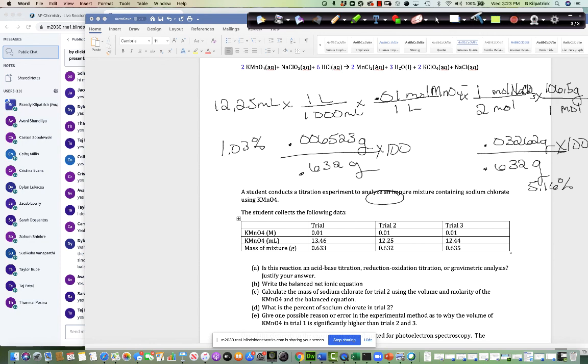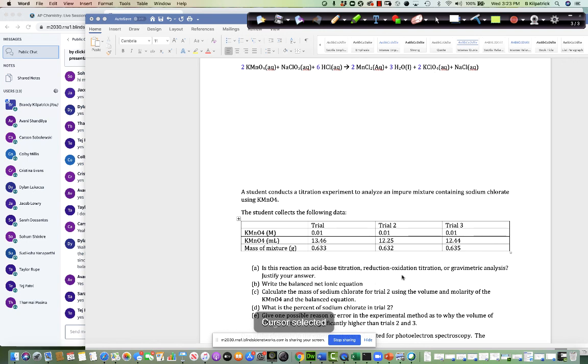Okay, so I'm going to erase this. Okay, so the next one says, give one possible reason or error in the experimental method as to why the volume in trial 1 is significantly higher than trials 2 or 3. So when we answer about errors, here are some answers that I put down. So there's more chlorate in the first sample.